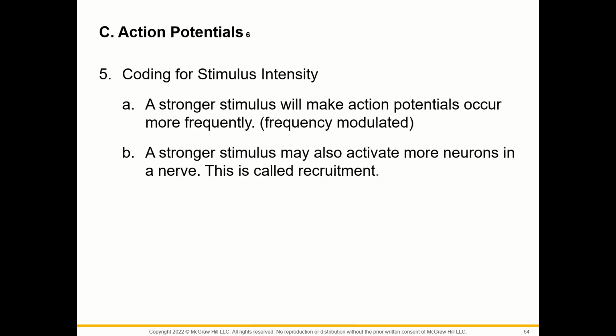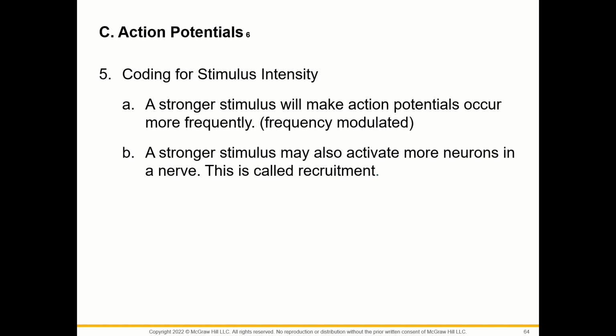So how do we code for stimulus intensity? As I said earlier, like with the muscles, we're going to recruit different motor units, and we're going to get summation and tetanus and things like that. So, bam, here we go. I see the word recruitment right there. So that's how it's going to work here in the nervous system as well. So you get to learn about it right now.